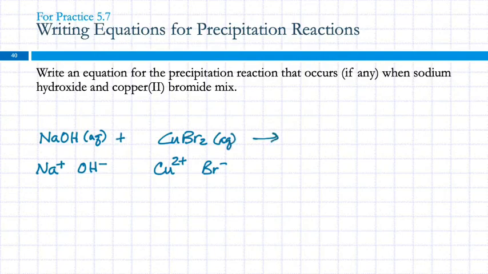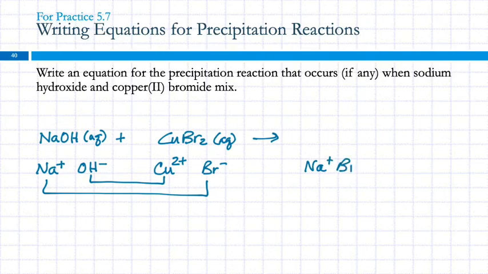Now I'm going to predict my products, and I'm going to look at how do these combine, swapping partners. So the first possible match is sodium and bromide. Is that going to be soluble or insoluble? Soluble, right? Because sodium compounds are always soluble. So this one's aqueous. And the other combination is Cu2+ and hydroxide.